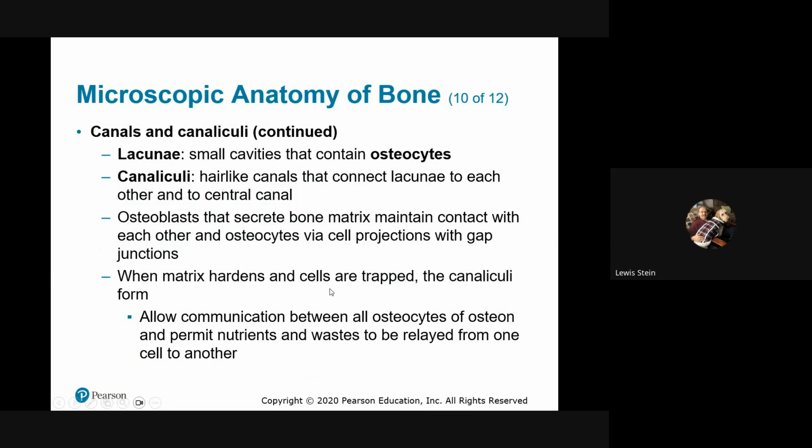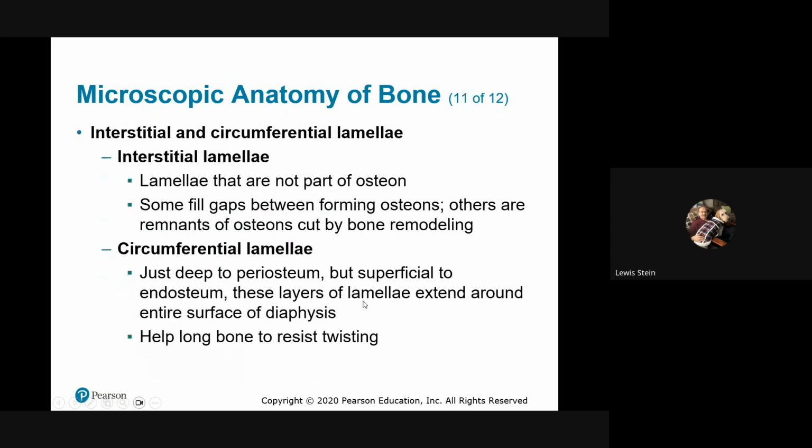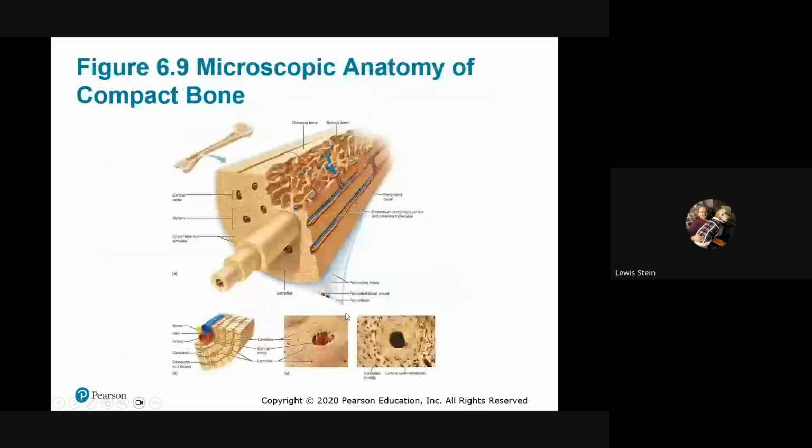And so the matrix hardened, the cells are trapped. The canaliculi form, you have the little projections, voila. And this is the glue. If you're holding up a bunch of things like this, circumferential glues them all around this way. Interstitial is little glue in between each unit. That's where a lot of those sacrificial bonds are. They help the long bone to resist twisting. And so you see all of it.